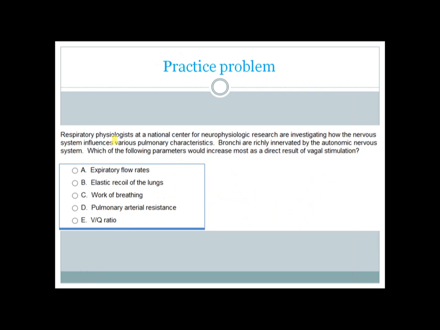We have another practice problem. Respiratory physiologists at the National Center for Neurophysiologic Research are investigating how the nervous system influences various pulmonary characteristics. Bronchi are viscerally innervated by the autonomic nervous system. Now, which of the following parameters would increase most as a direct result of vagal stimulation? So we can pause here and you can pick the answer by yourself. Now I am solving it.